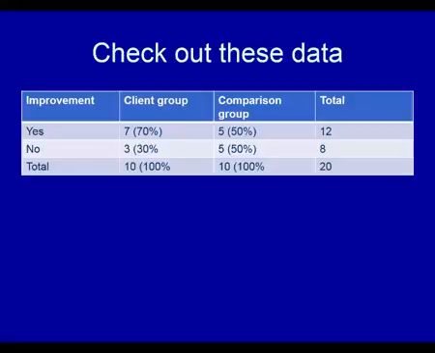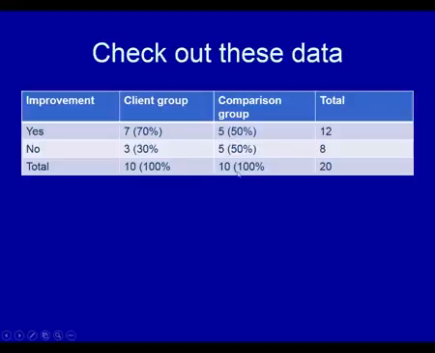We have a client group and we have a comparison group. If you look at the top, client group, comparison group, you have the outcome of improvement, yes or no. You can see in the client group that 70% of them improved, 30% did not improve. Whereas with the comparison group, that's people who did not get your service, you have a 50-50 split between those who improved and did not. So here you see the difference, 70% versus 50% is the difference that service apparently made.